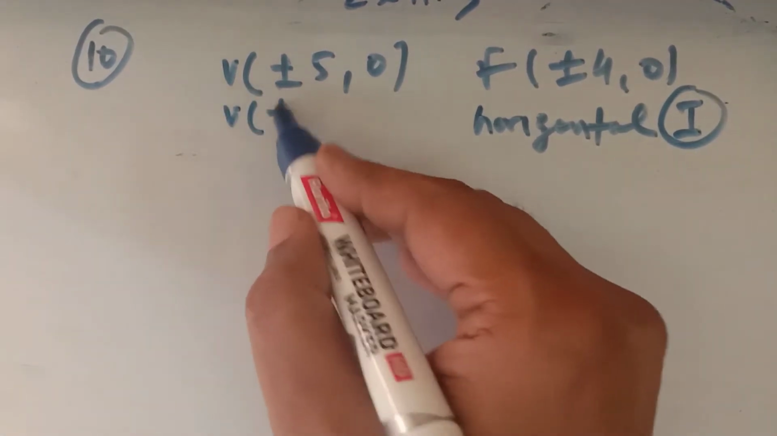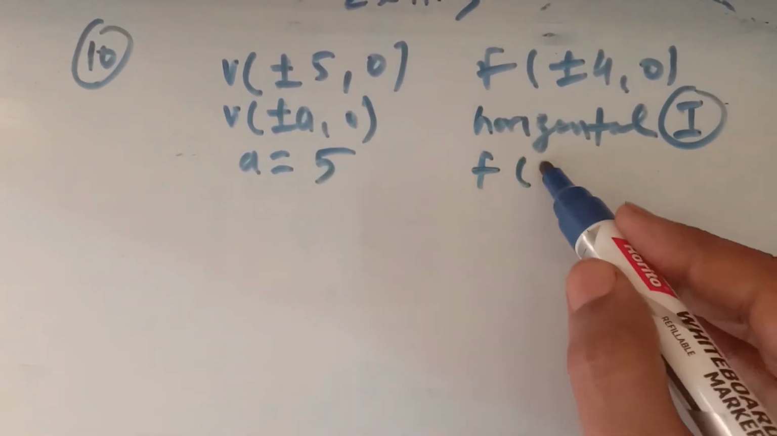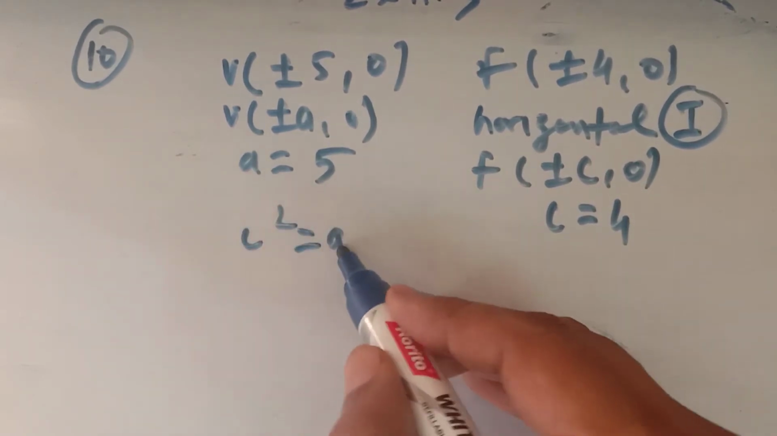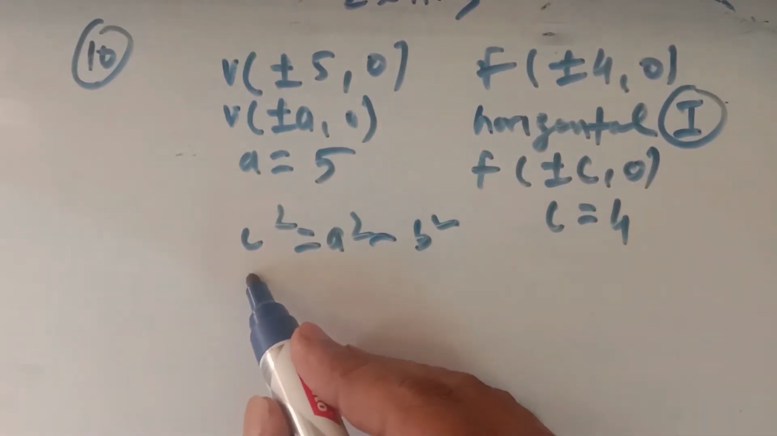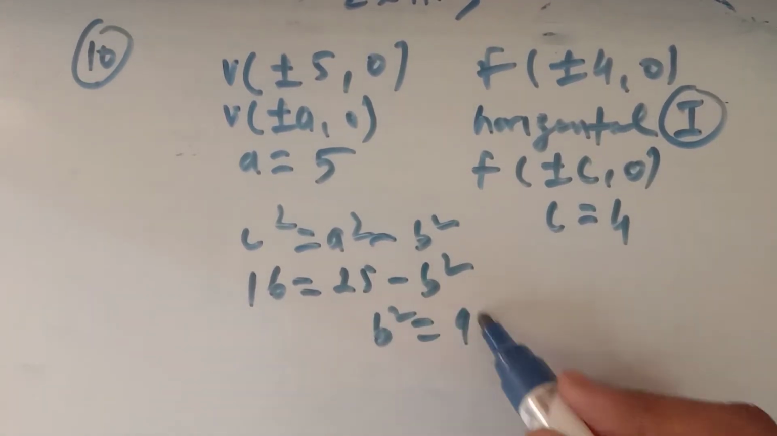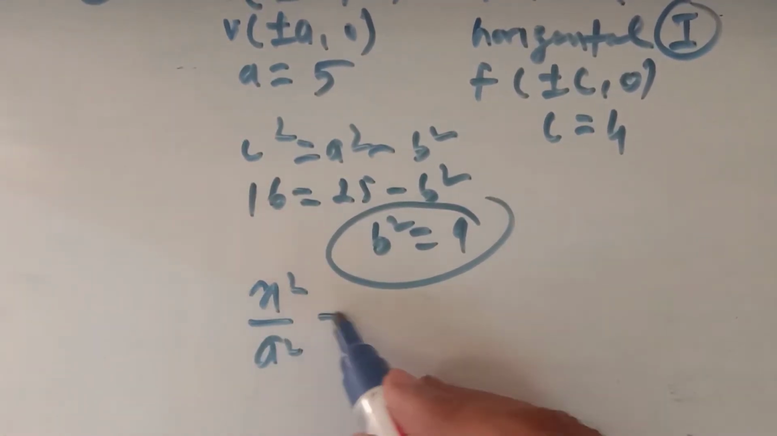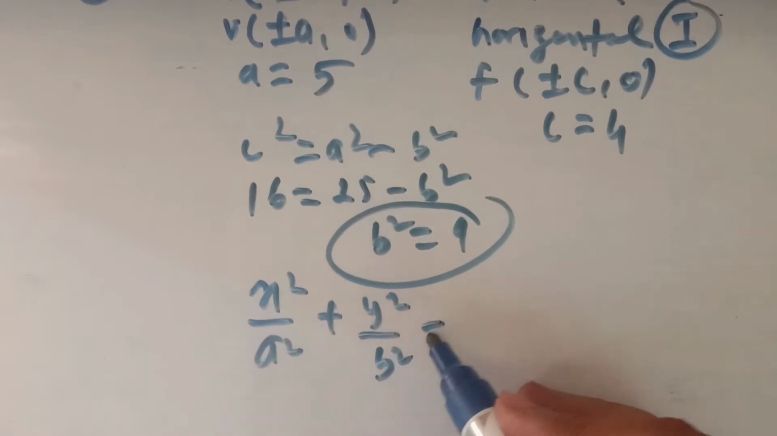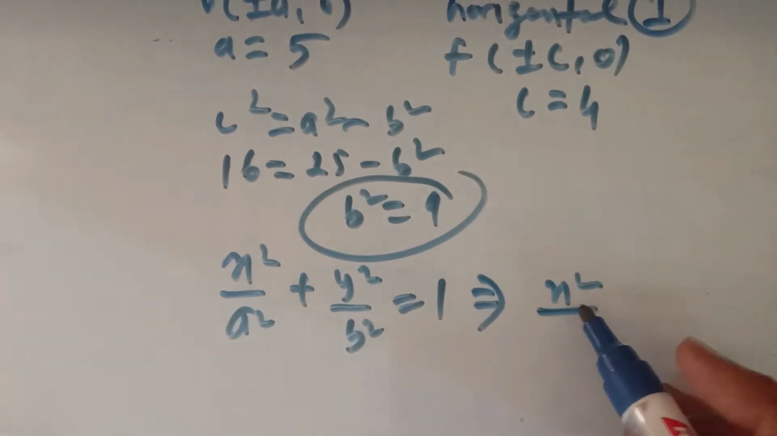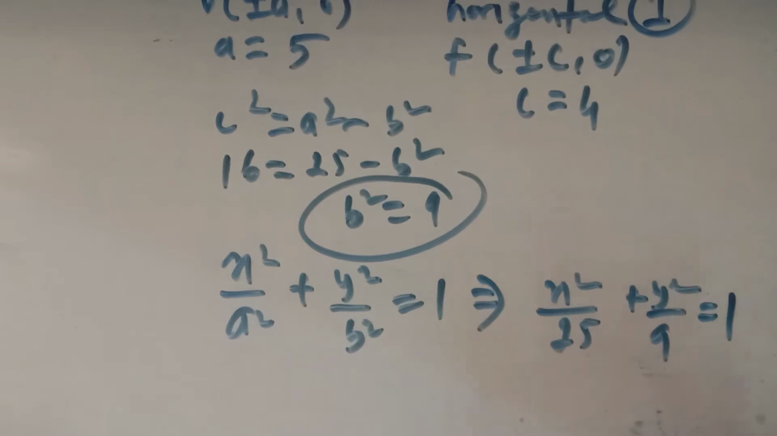So the vertex is (±a, 0), therefore a will be equal to 5. The focus is (±c, 0), so the value of c is 4. So we know that c² = a² − b². You can easily find the value of b², which will be equal to 9. The equation of the ellipse is x²/a² + y²/b² = 1 because it is a first type ellipse, that is the horizontal. So x²/25 + y²/9 = 1, and this is the equation of the ellipse.